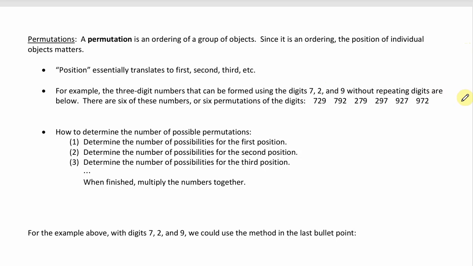So the way that you can figure out how many possible permutations there are is just to go, okay, how many are in the first position? And then if one of them's used, how many are left to go in the second position? Now 2 of them have been used, how many are left to go in the third? And to do it like that.